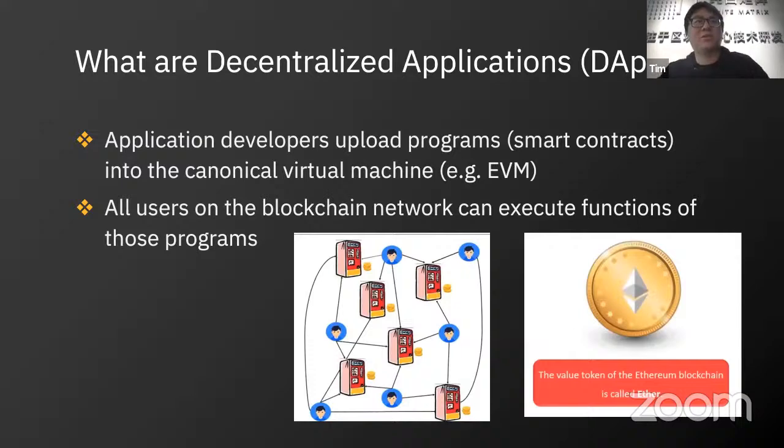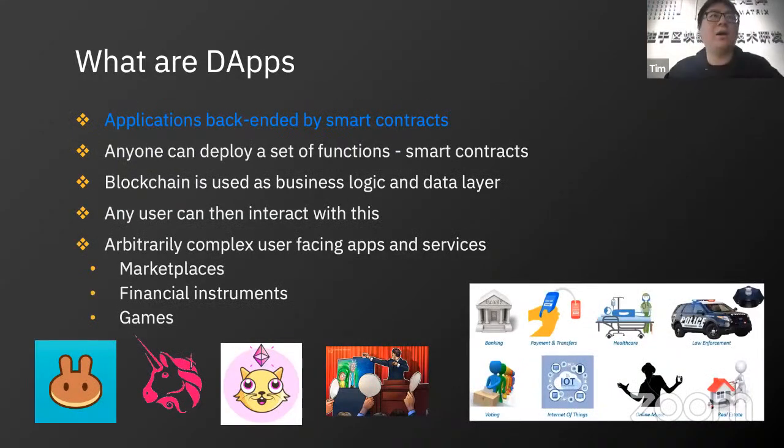So what is a decentralized application? It's basically applications back-ended by smart contracts on the blockchain. Anyone can deploy a set of function smart contracts into this network, and the blockchain is used as a business logic and data layer, right? And any user then can interact with this application. So with the power of smart contracts, arbitrarily complex user-facing apps and services are now built, such as marketplaces, financial instruments, and games.